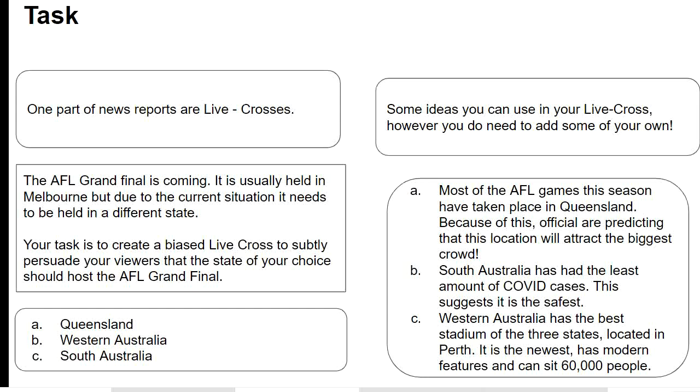And three, if you choose Western Australia, you can talk about the fact that Western Australia has the newest stadium of the three states. It's very modern. It has very modern features, and it can sit up to 60,000 people. Again, on its own, this is not enough. It's just to get you thinking and to get you started. You're going to need to add one or two extra sentences to make up the 20-second time.